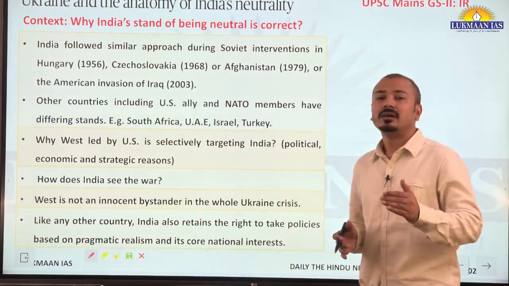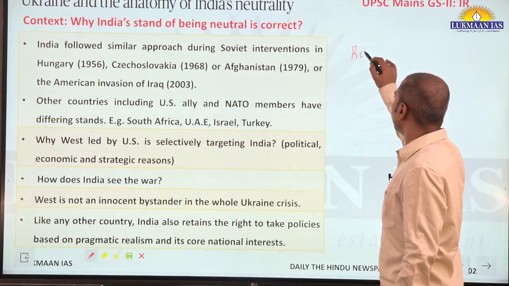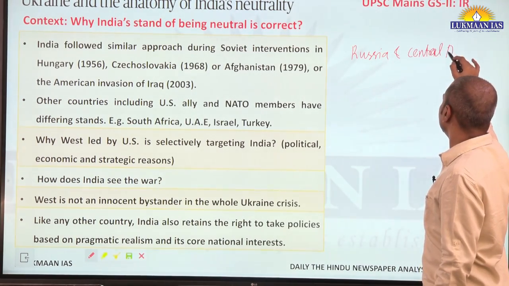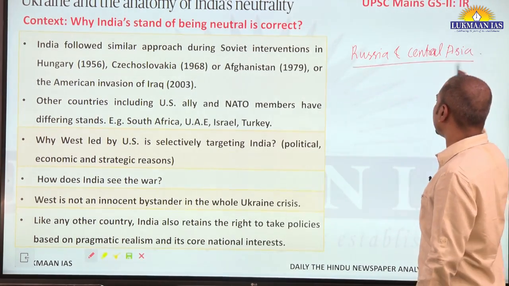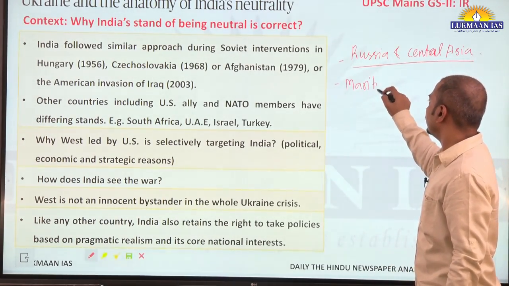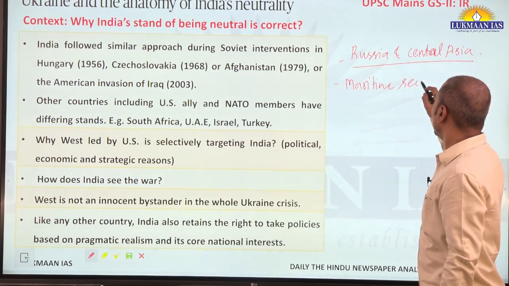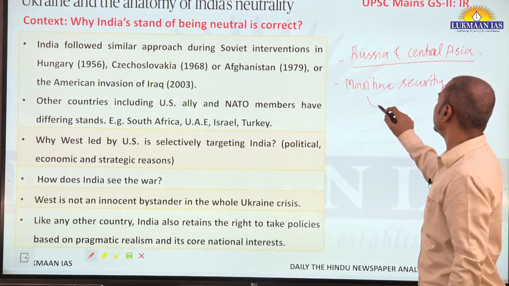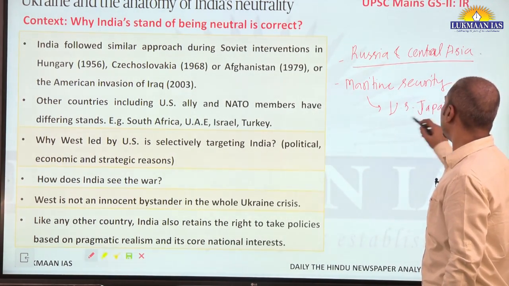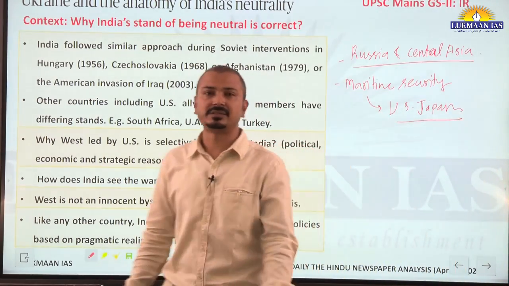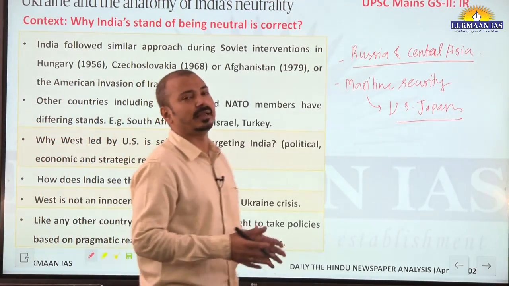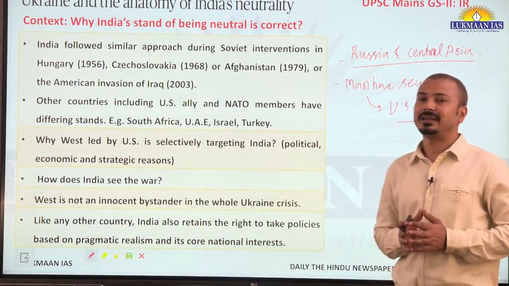For that, relations with Russia and Central Asia are very important to protect our northern boundary. And if we are talking about maritime security, we require the Quad countries, their strength: US, Japan, Australia, they have naval strengths, and because of that their cooperation is important. That's why we need both, and that's why we are maintaining the neutral stand here.